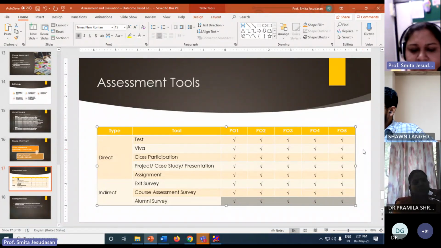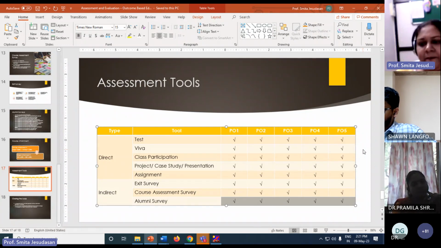So this requires analysis. The courses' assessment tools sheet should be collected for all the subjects, for all the courses, and this summary sheet has to be prepared.